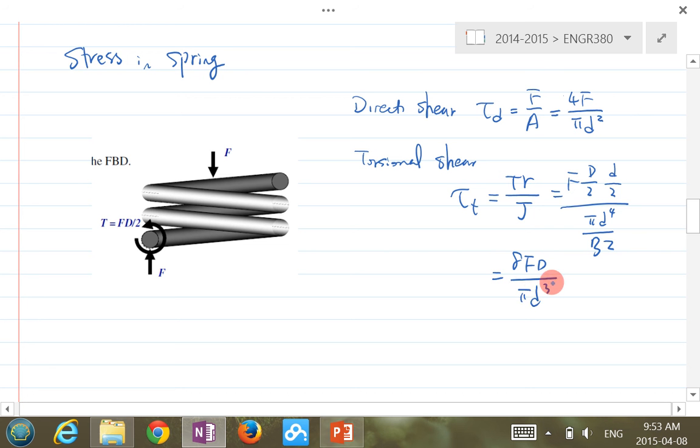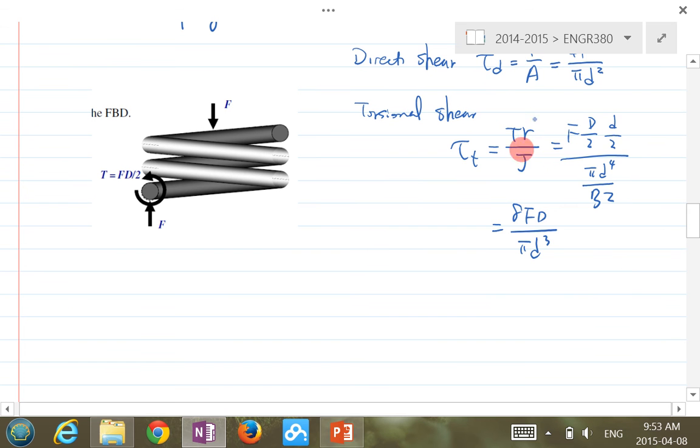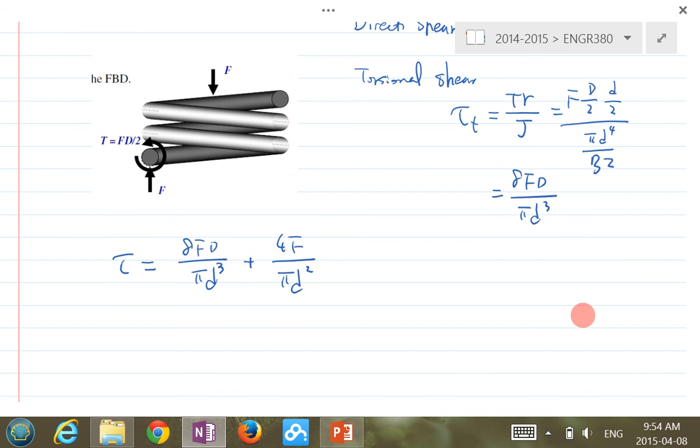So there are 2 different shear stresses on the cross section. Then the total shear stress is the addition of these 2 together. So basically your combined shear is 8FD over pi d cubed plus 4F over pi d squared, right? Okay. So this is the theoretical shear stress on the cross section.